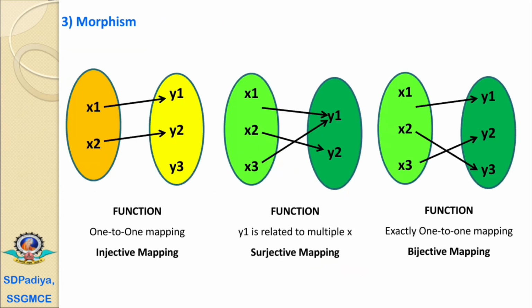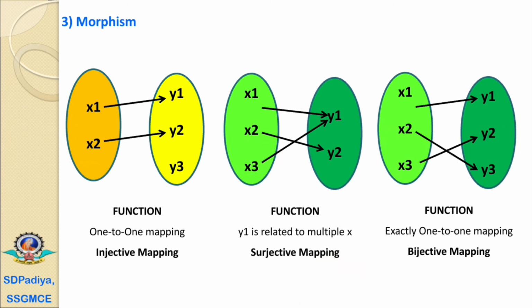Now moving towards the last topic, this is the morphism. Morphism means we say the mapping. In one of our separate videos, we have discussed the function. There are three types of function. The one-to-one function, that we call injective mapping. Second is the onto function, that we call surjective mapping. And third is the one-to-one onto function, that we call the bijective mapping.